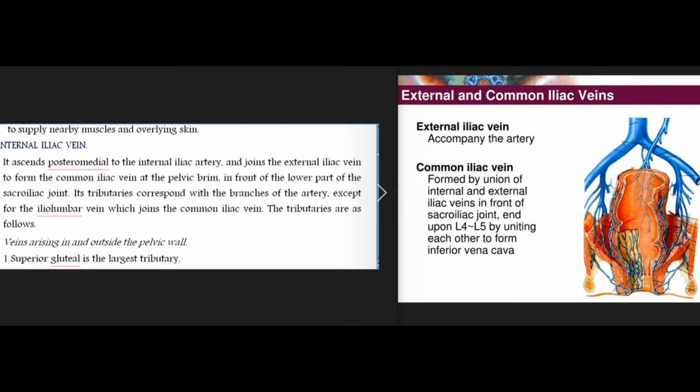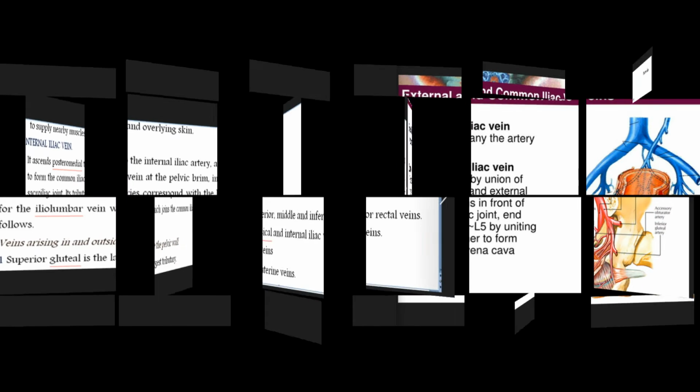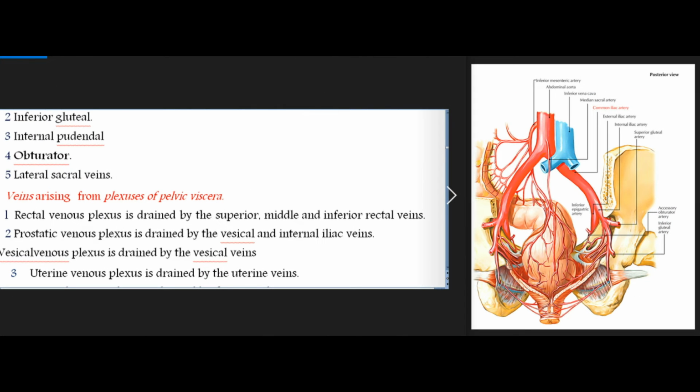The tributaries are as follows. Veins arising in and outside the pelvic wall. 1. Superior gluteal is the largest tributary. 2. Inferior gluteal. 3. Internal pudendal. 4. Obturator. 5. Lateral sacral veins.